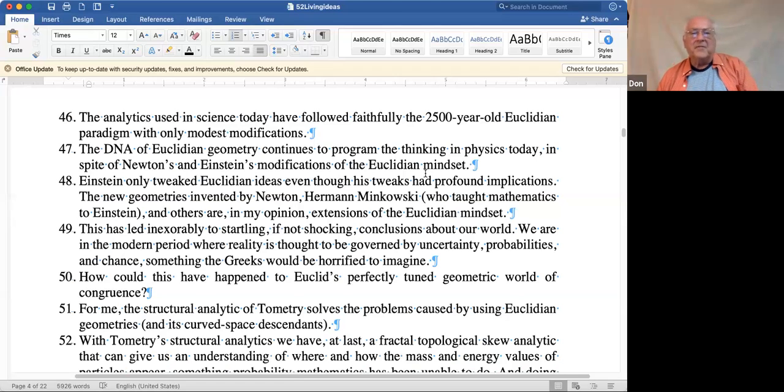The new geometries invented by Newton and Minkowski, who taught mathematics to Einstein, and others are, in my opinion, extensions of the Euclidean mindset. In other words, they're still using those assumptions that I mentioned previously. It has led inexorably to startling, if not shocking, conclusions about our world. We are in the modern period where reality is thought to be governed by uncertainty, probabilities, and chance, something the Greeks would be horrified to imagine. How could this happen to Euclid's perfectly tuned geometric world of congruence?